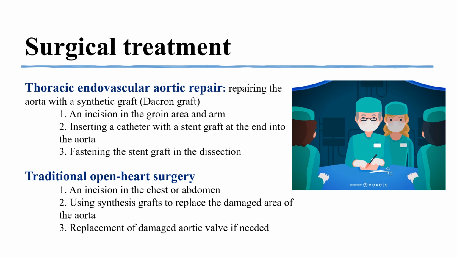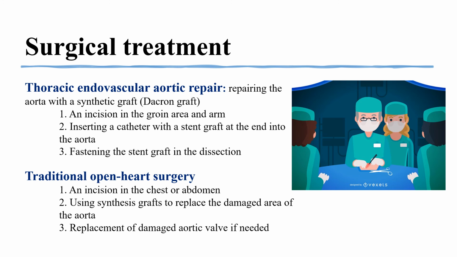Here's the surgical treatment. The most common one is thoracic endovascular aortic repair. It's repairing the aorta with a synthetic graft, and the Dacron graft is what the surgeons usually use. Technically, they're gonna make an incision in the groin area or your arm, and they're gonna insert a catheter with a stent graft at the end of it into your aorta. And when the catheter meets the damaged area, they will fasten the stent graft in the dissection.